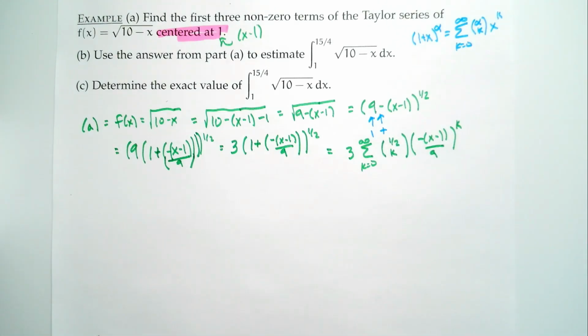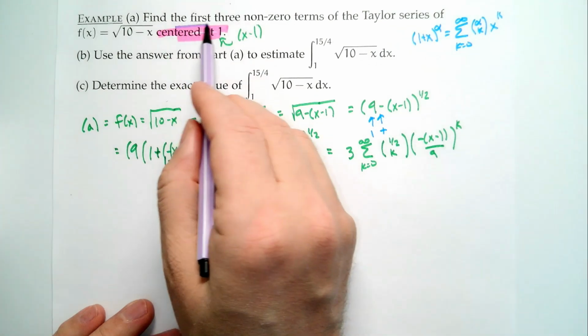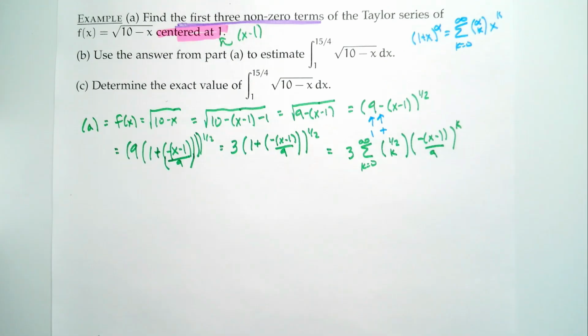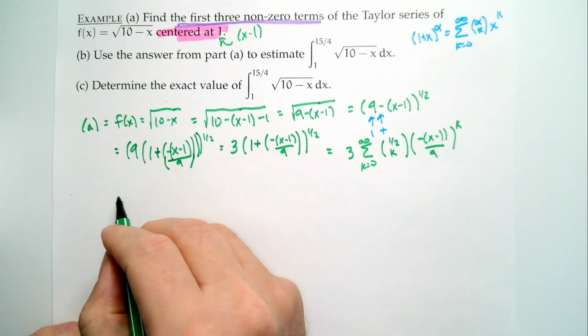Now, we could try to simplify this, but let's keep in mind what we're trying to actually do. What are we trying to do? We're trying to find the first 3 non-zero terms. So instead of trying to simplify it, let's just plug in our first 3 terms.